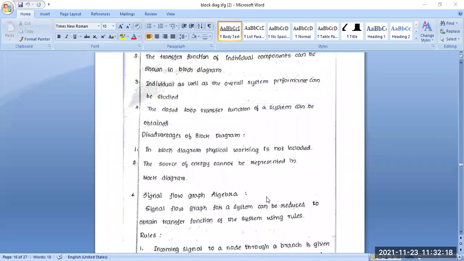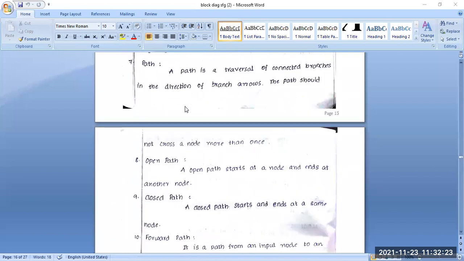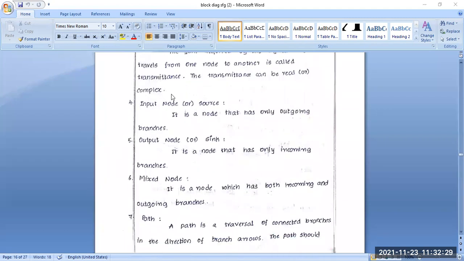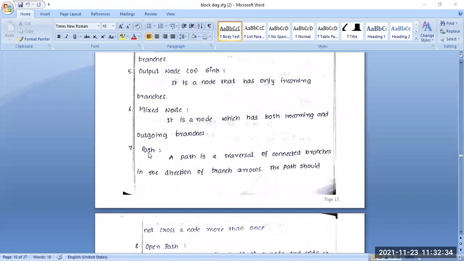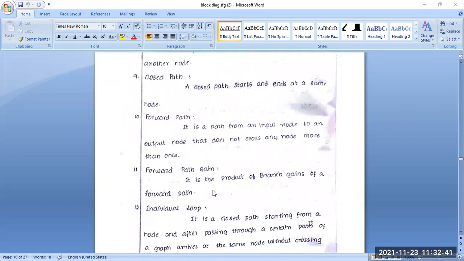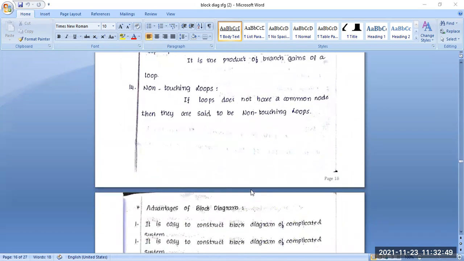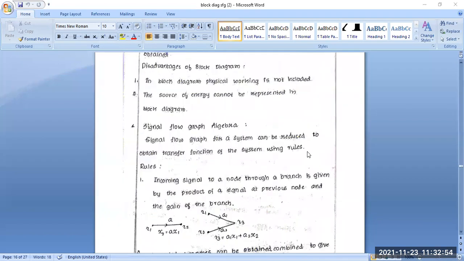Okay, so these are basically the terms we have to cover. First we have to know what is path, what is branch, what is transmittance, input node or input source, output node or output sink, mixed node, path. Path is classified into three categories, that is open path, closed path, and forward path. Then we have to know the forward path gain. Then we have to know the individual loop, and then also loop gain, then non-touching loops. So these are the basic terms we have to relate to in the signal flow graph method.